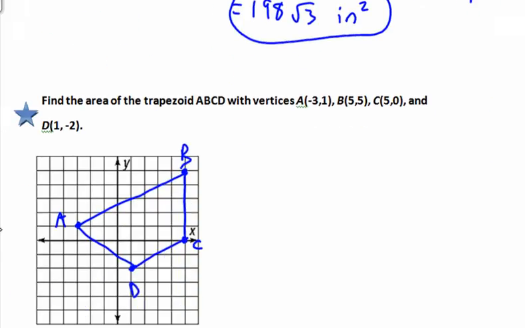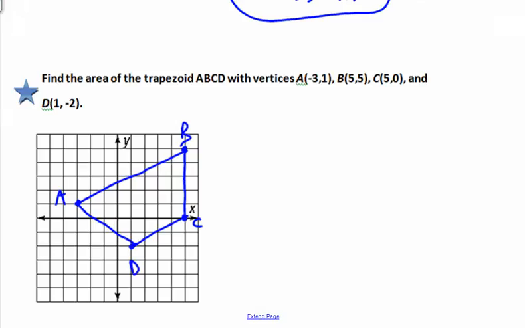Alright, last one with trapezoids here. It says find the area of the trapezoid ABC with those vertices. I already plotted it for you, and you can hopefully visualize the trapezoid. I'm going to leave that one up to you to start figuring out. We'll most likely go through that one in class, but I'd like you to try to figure out what you'd have to use to figure out some of the missing pieces, because we've got to figure out the bases and we've got to figure out the height.